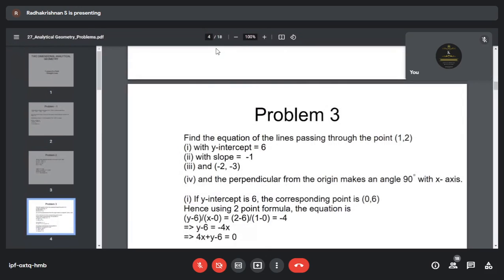Okay. So y-intercept is 6. So the corresponding point is (0,6). So using the 2-point formula, it becomes (y minus 6) by (x minus 0) equal to (y2 minus y1) by (x2 minus x1). So in the formula, we already பார்த்தோம். So last class, so use that. So you get 4x plus y minus 6 equal to 0.